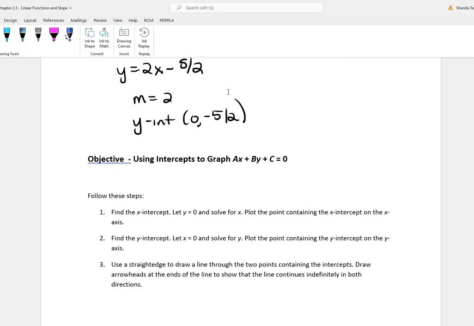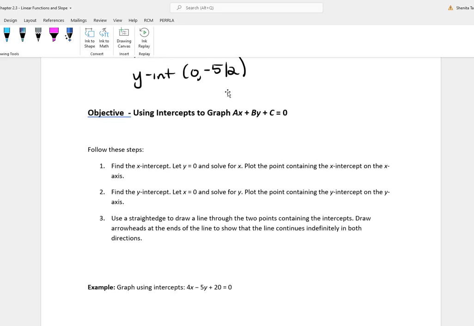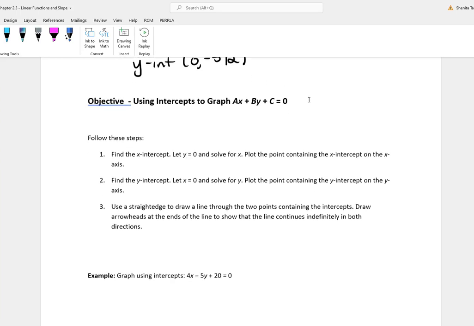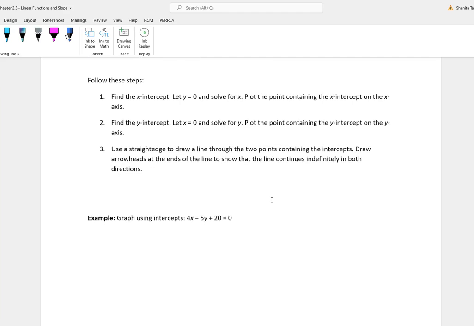So now we're going to talk about how to use intercepts to graph ax plus by plus c equal to 0. Okay? So we're not going to rewrite this into any form. What we're going to do is just plug in numbers for x and for y and then solve for the other variable and then get our intercepts. So to find the x-intercept, we're going to set y equal to 0 and solve for x. And then to get the y-intercept, we're going to let x be 0 and solve for y.